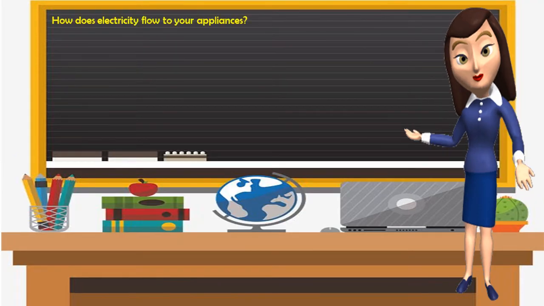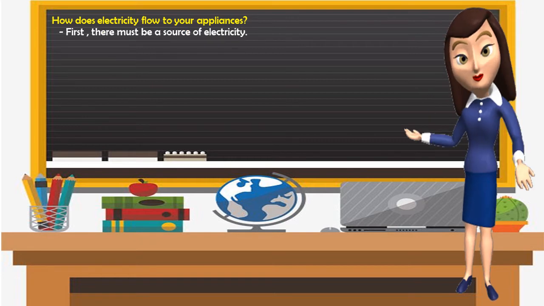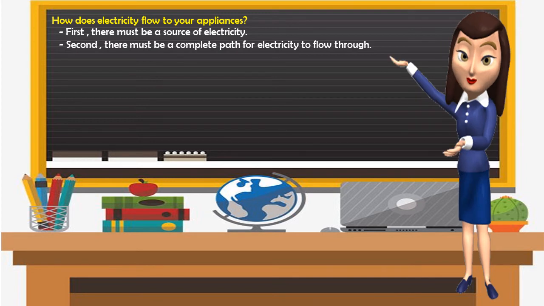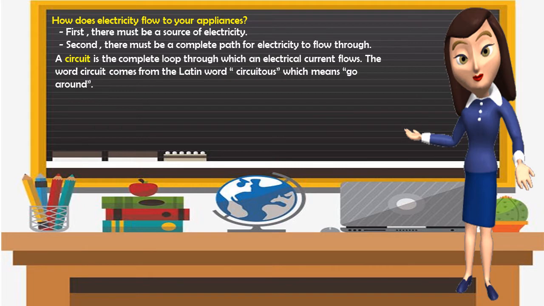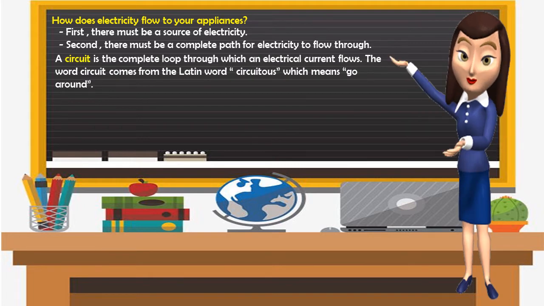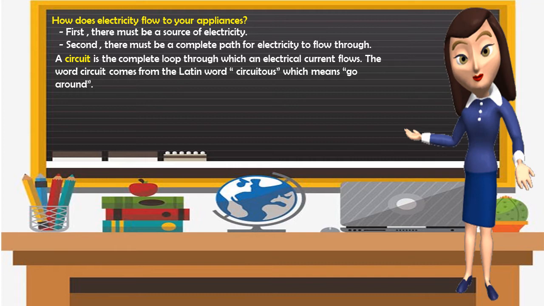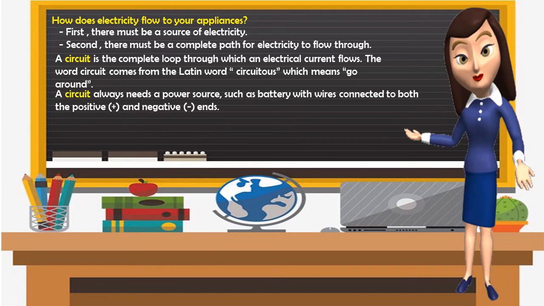How does electricity flow to your appliances? First, there must be a source of electricity. Second, there must be a complete path for electricity to flow through. A circuit is a complete loop through which an electrical current flows. The word circuit came from the Latin word circuitus, which means go around.